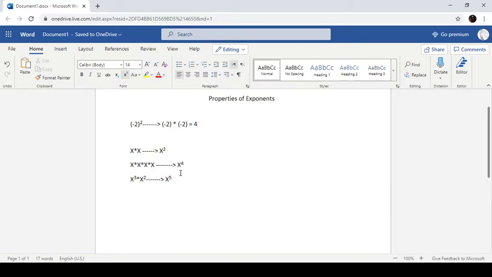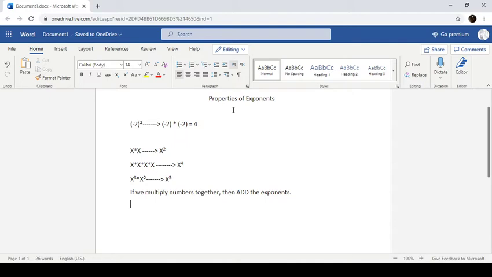So, the rule for this one: if we multiply numbers together, then add the exponents. And this could be for anything. It doesn't even have to be x's and y's and things. It could be just regular numbers.